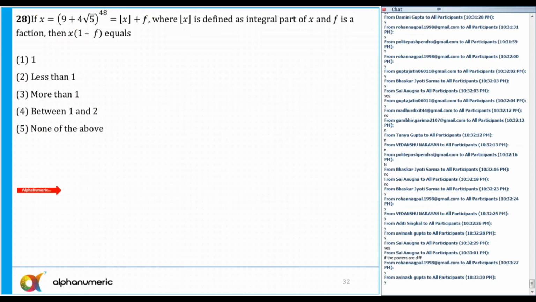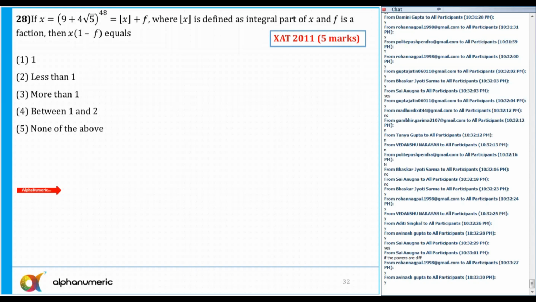Now try to solve this. I'm giving you 1 minute to think, and then after that, I'll start with the discussion. Okay, should I start with the discussion now? Please tell me.